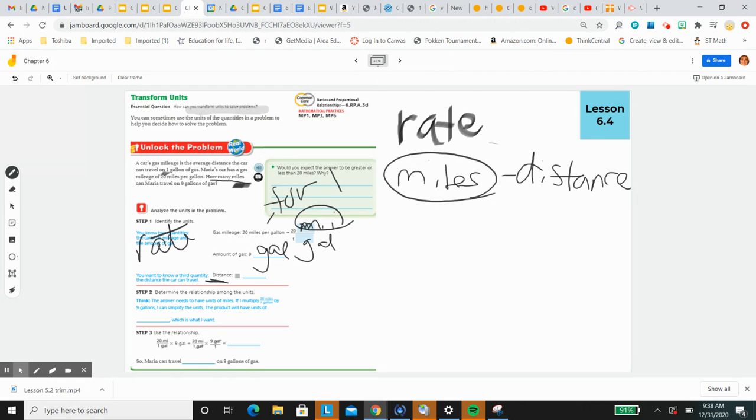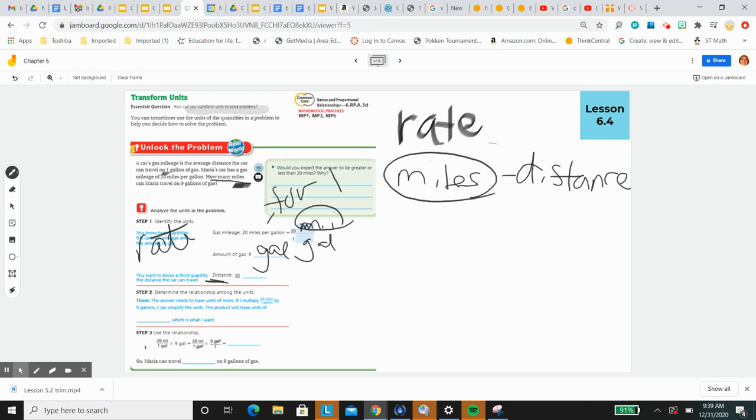So to solve that, let's go on down here to step number 2. We're going to determine the relationship, which we've kind of already done. We know that we've got miles per gallon. Now we're going to use that relationship in step 3 to answer the question. We have 20 miles per gallon. Now I want you to notice how they've set this up. 20 miles per gallon times 9 gallons. Do you remember doing this when we did conversions? It's kind of the same kind of situation.